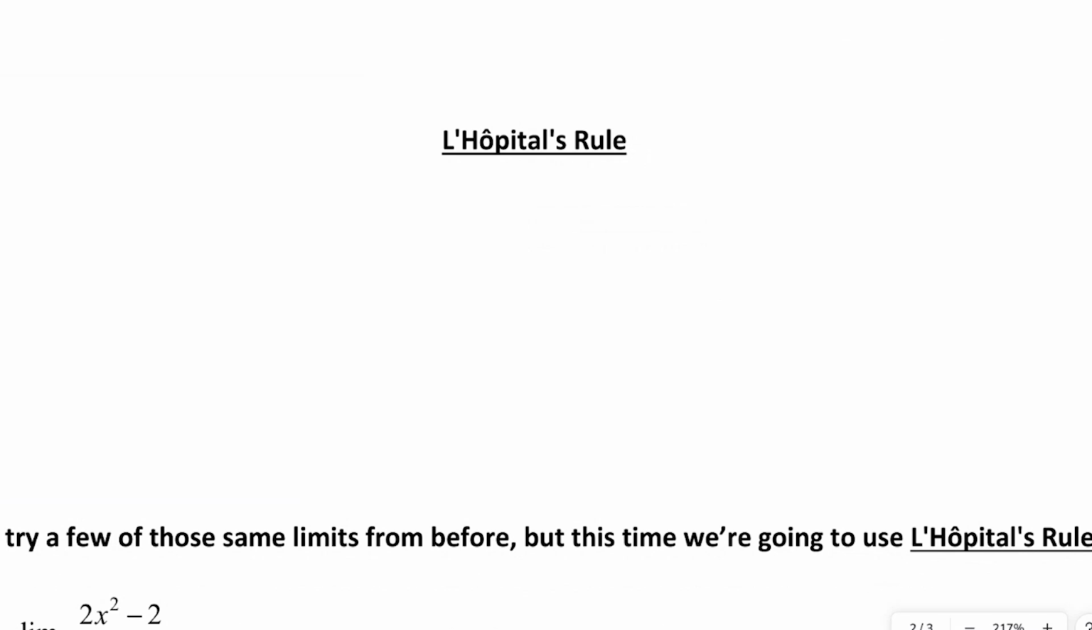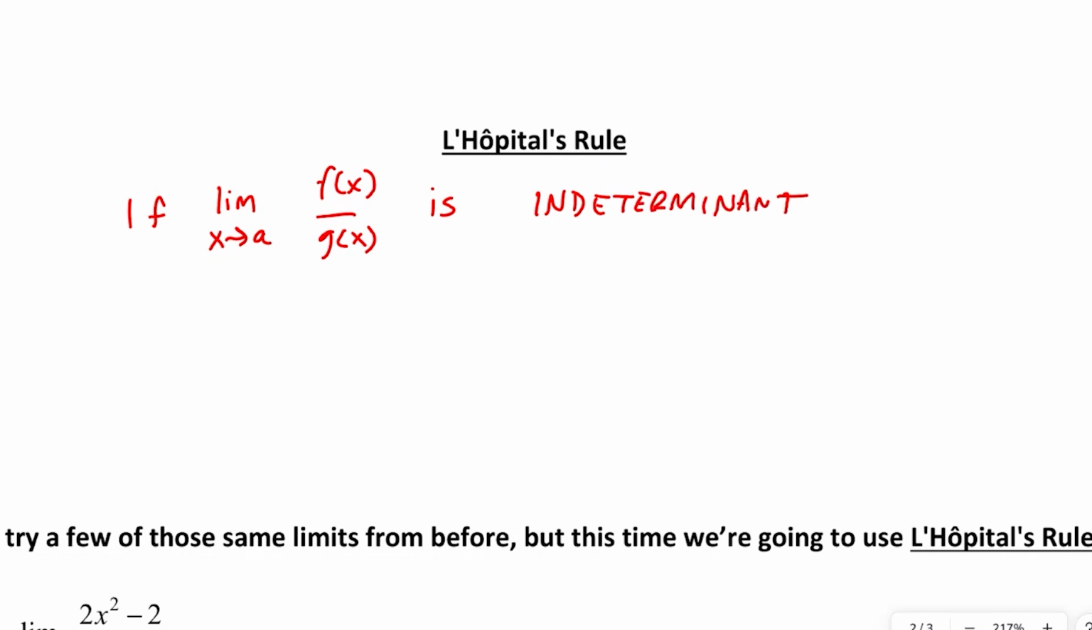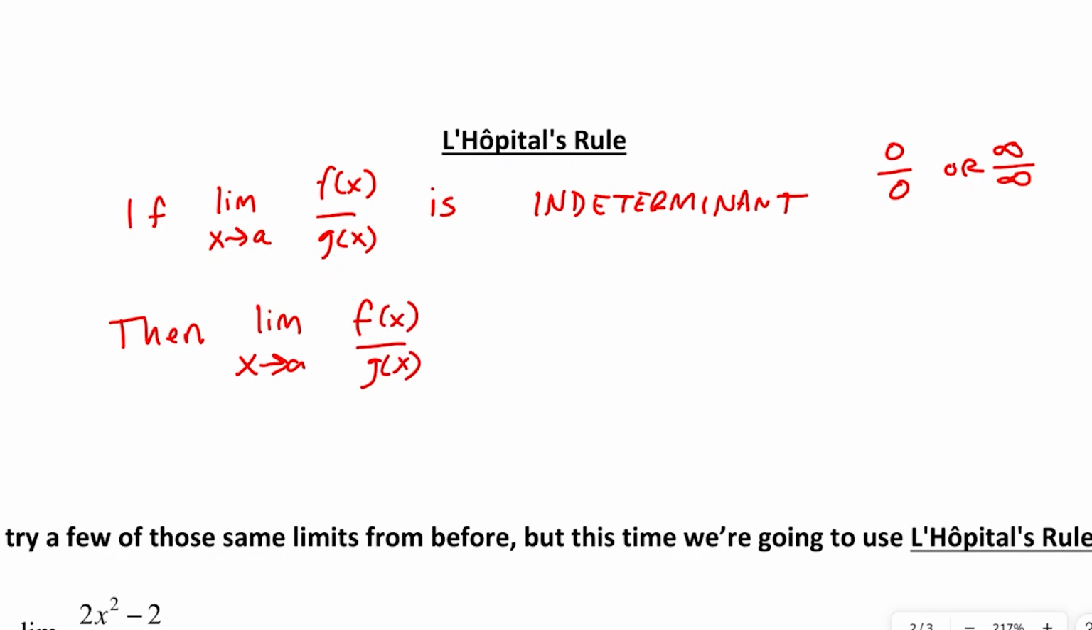Okay, I couldn't teach you this back when we had limits because we didn't know what a derivative was. But now that you know what derivatives are, we can say that if the limit as x approaches some number of f of x over g of x is indeterminate, and by indeterminate, what I mean is if you use direct substitution, you get something like 0 over 0 or infinity over infinity, where it's sort of an undefined value, then the limit as x approaches a of that fraction is equal to the limit as x approaches a of the derivative of the numerator divided by the derivative of the denominator.